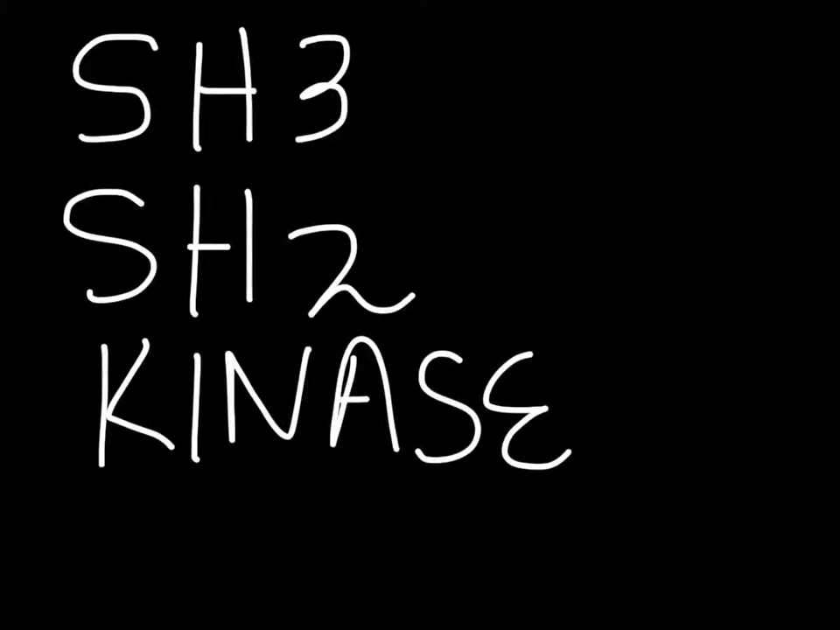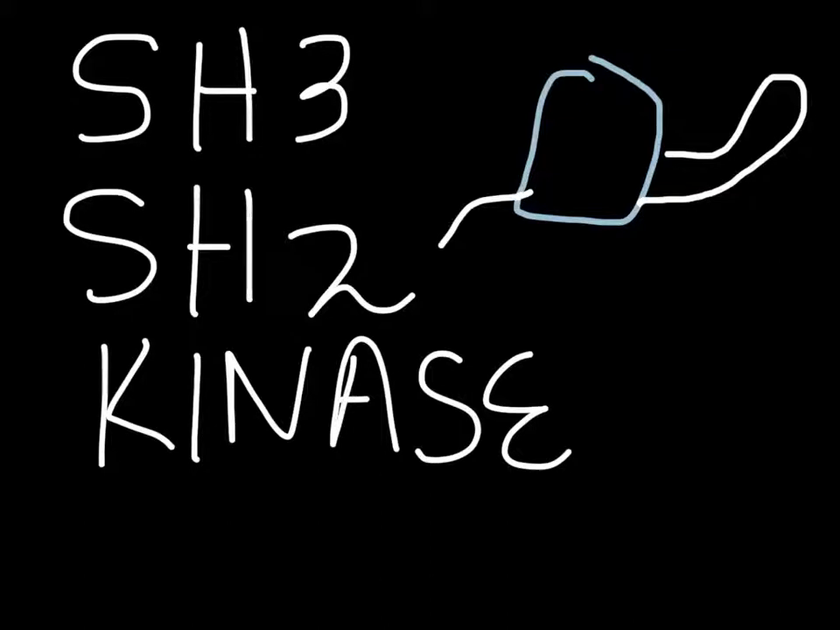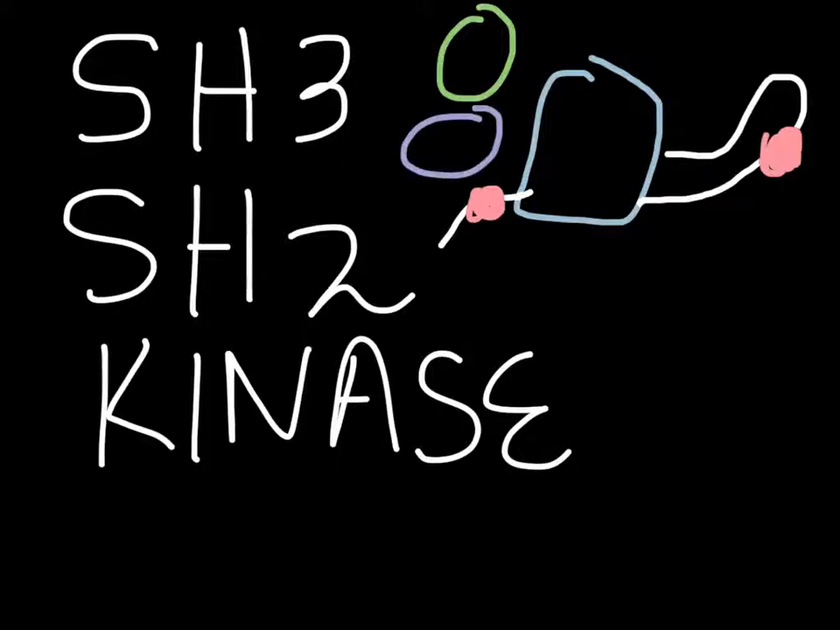So let's draw this out. So this might be, say, the kinase domain. And you got a protein going around like this. And then you got your tyrosine here, and tyrosine here. And then you have your SH3. And then you have your SH2. And this SH2 is bound to the protein, the phosphate.